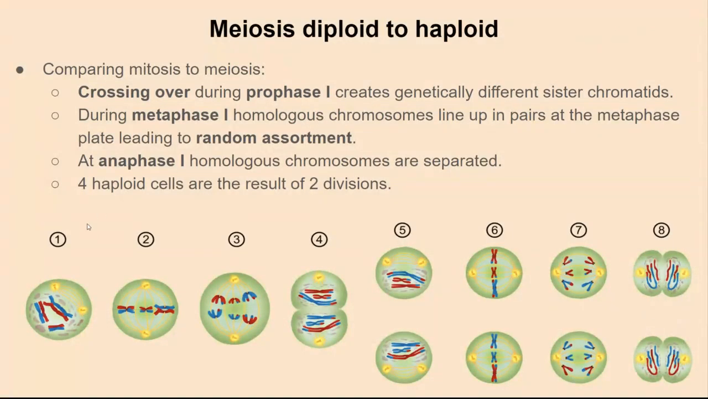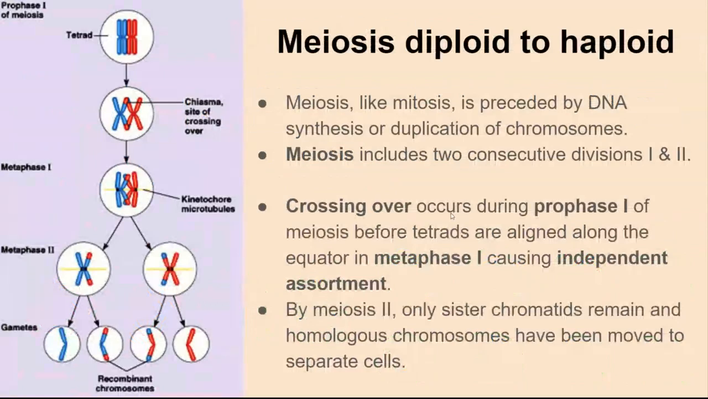Now, since I have a tetrad, or 4 copies of the DNA, we have maternal DNA and paternal DNA sitting right next to each other. This is an opportunity for crossing over. The next opportunity for genetic variation is in metaphase 1, where they randomly align on the center, or the metaphase plate. So we're going to talk about prophase 1 and metaphase 1. Prophase 2, metaphase 2, anaphase 2, and telophase 2 all happen very normally, except that we're dealing with half the amount of DNA.